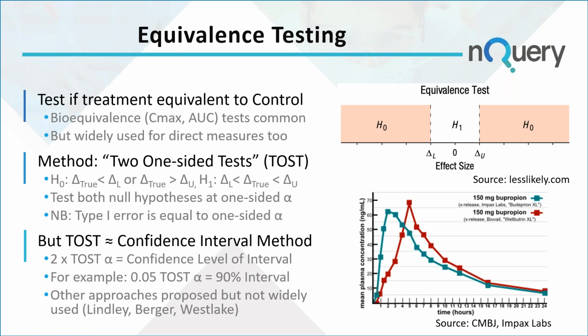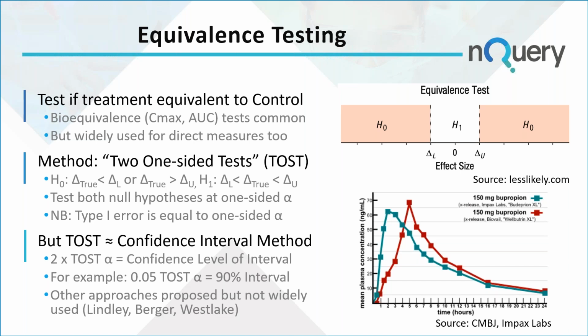But it's relatively easy to show that the two one-sided test approach is equivalent to the confidence interval method approach proposed by Kirkwood. Back in the day, there was a debate between the Kirkwood approach and the Westlake approach, where in the Westlake approach you calculated your confidence interval but had to center it on the null effect, or on zero, or basically no difference. But today, most people just use the actual confidence interval approach: you calculate your confidence interval as you always would, and then see if it's between your two limits.